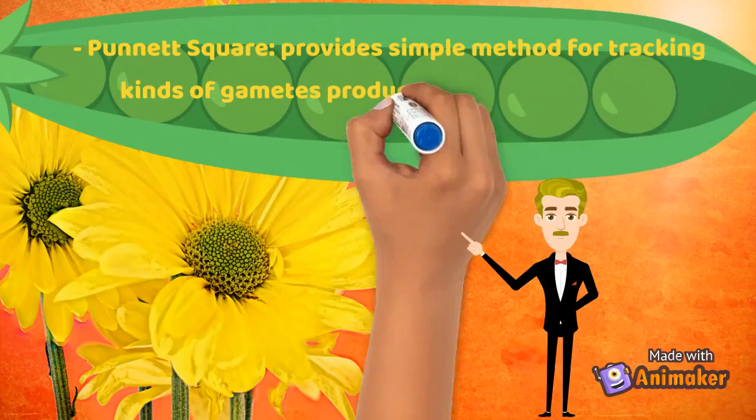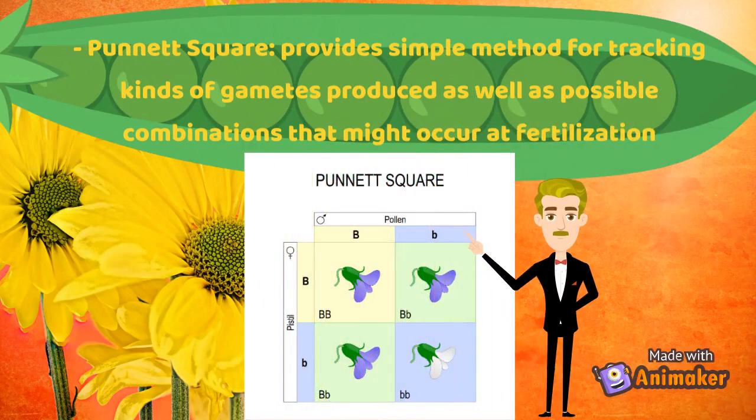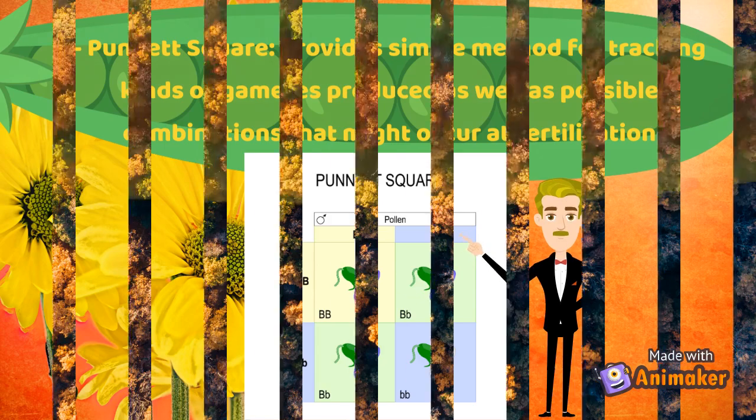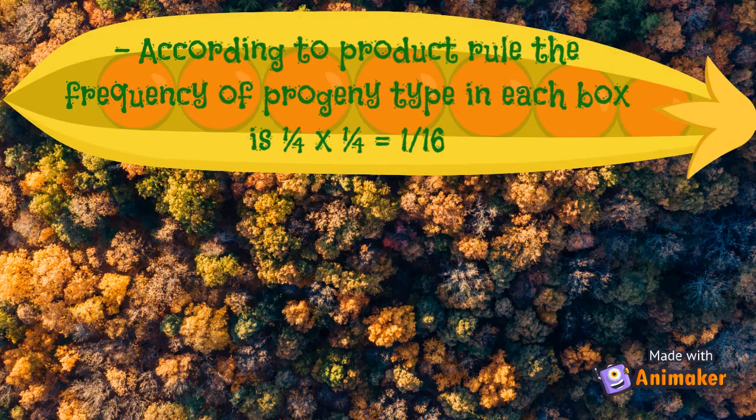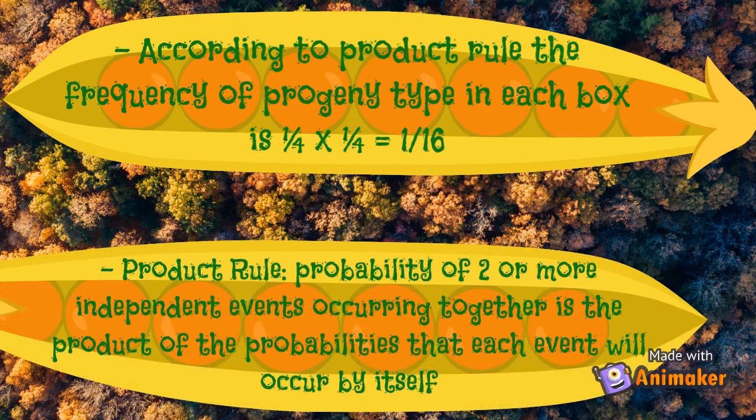A Punnett square is a simple method for tracking kinds of gametes produced as well as possible combinations that might occur at fertilization. According to the product rule, the frequency of progeny type in each box is 1/4 times 1/4 equals 1/16. The product rule states that the probability of two or more independent events occurring together is the product of the probabilities that each event will occur by itself.